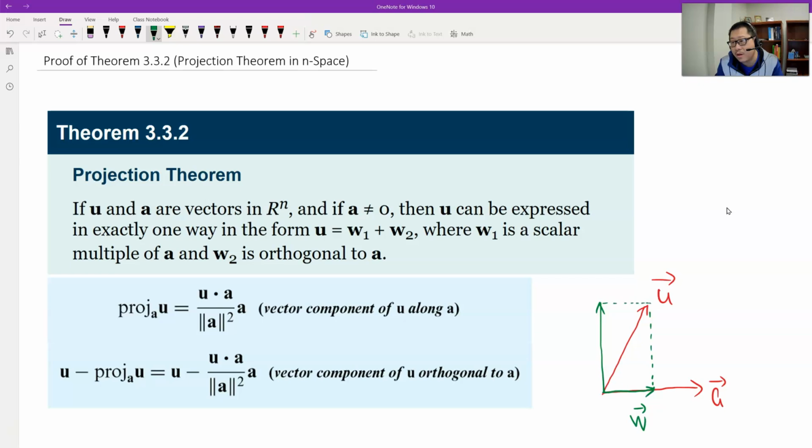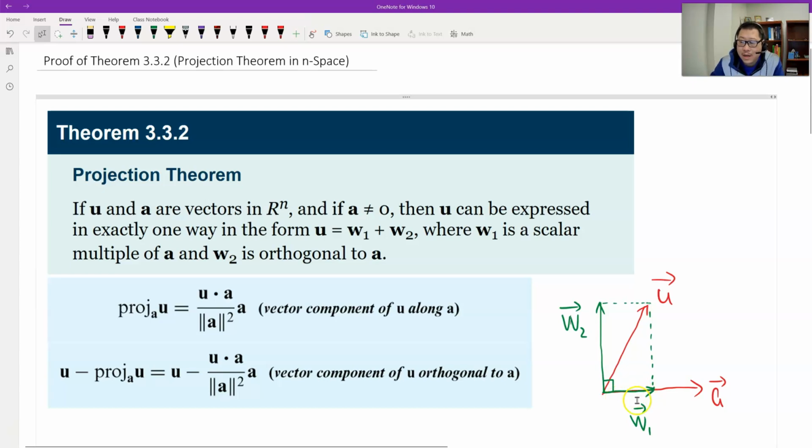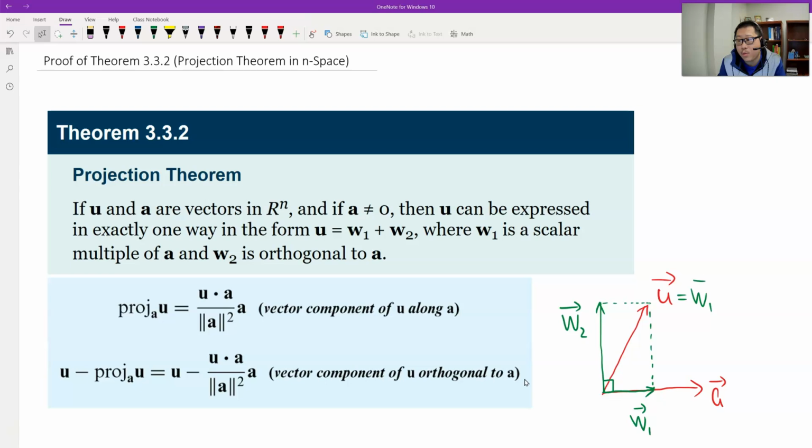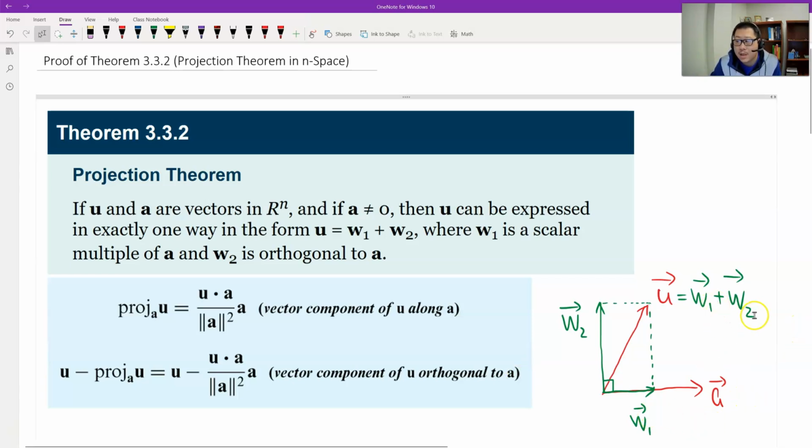You see, this forms a parallelogram, and because this is perpendicular, it forms a rectangle. This one is w2, and this is w1. By the sum, this diagonal is w1 plus w2, which of course is u. So u decomposes into the sum of w1 plus w2. Quite simple, right? W1 is along a, and w2 is perpendicular to a.